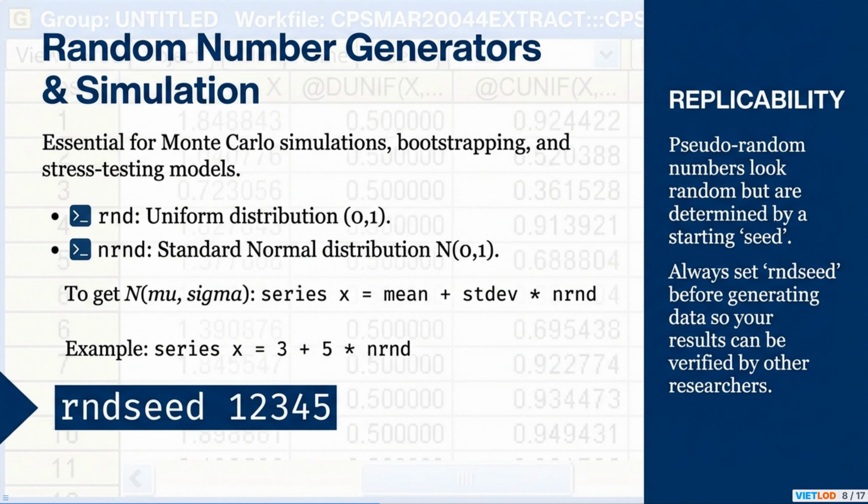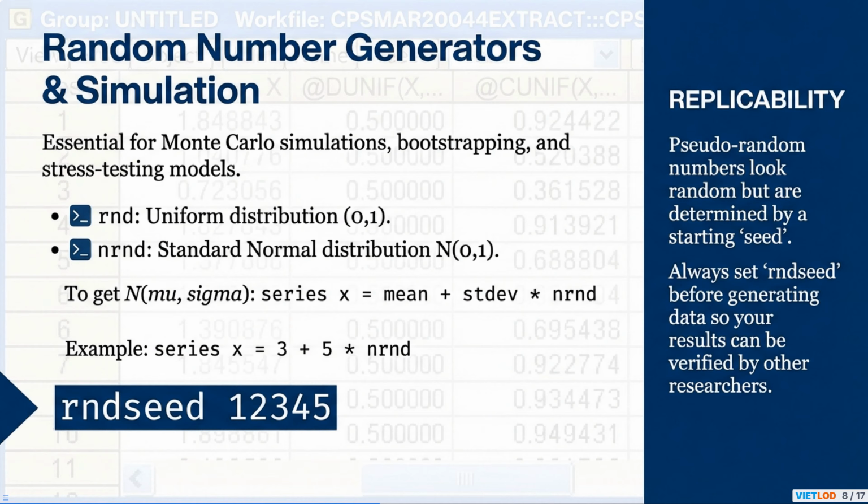Random number generators are essential for advanced techniques like Monte Carlo simulations, bootstrapping, and stress testing models. EViews provides two main functions. RND generates random numbers from a uniform distribution between 0 and 1, while NRND generates them from a standard normal distribution, N(0,1). To generate numbers from a normal distribution with a specific mean, mu, and standard deviation, sigma, you can use the transformation series x equals mu plus sigma times NRND.